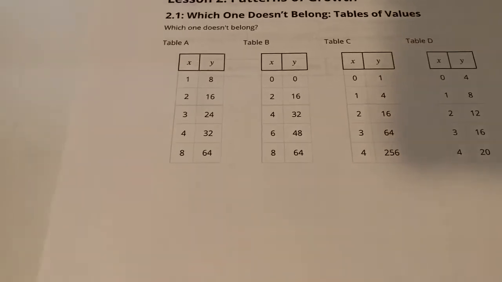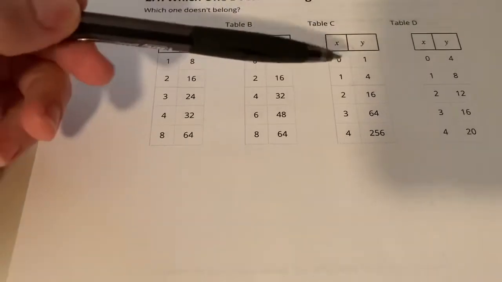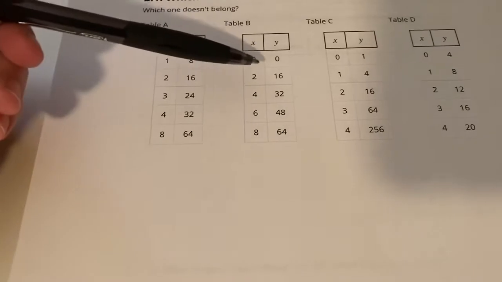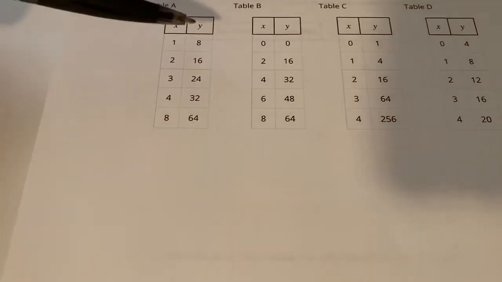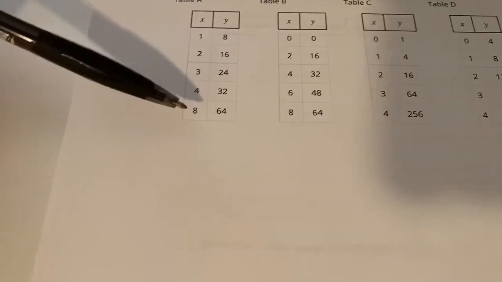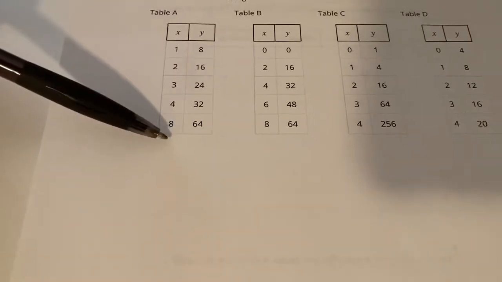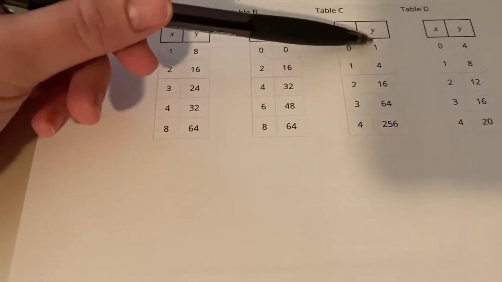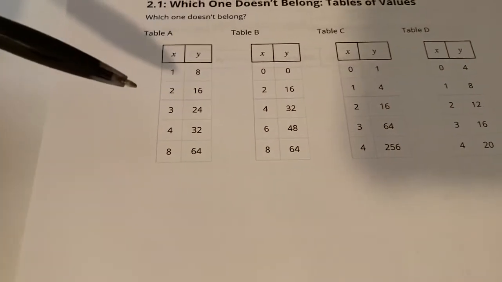If we look at this first table and compare it to the other 3 tables, you can see that the x value doesn't start at 0, but these do. So table A is the only table where the x value doesn't start at 0. And it's also the only table that does not show the y-intercept, because the y-intercept for this one would be here, this one here, and then this last table, 0, 4, would be the y-intercept there.